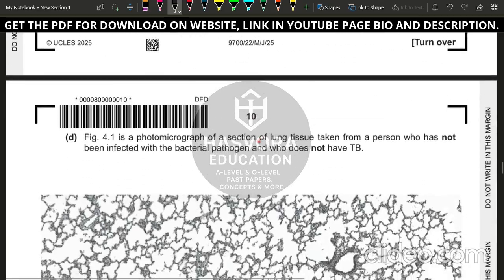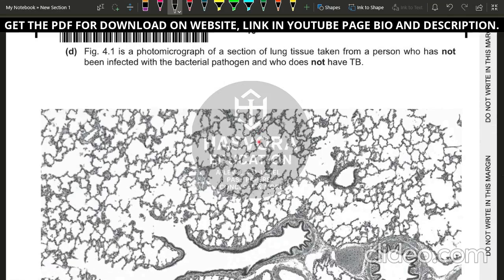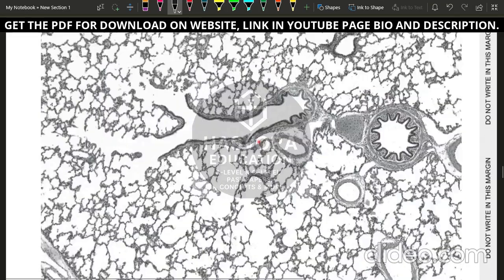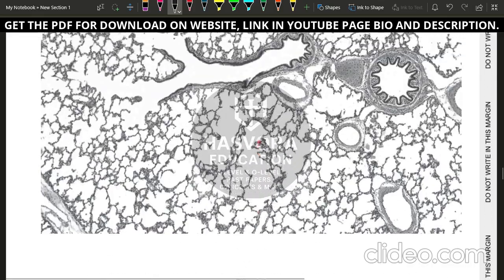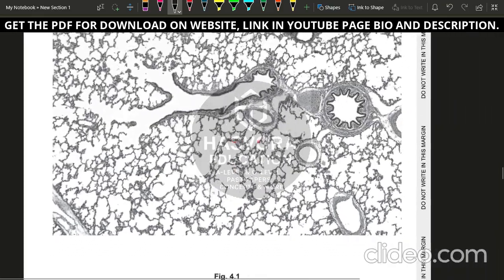Let's move on. So D part says, figure 4.1 is a photomicrograph of a section of lung tissue taken from a person who has not been infected with the bacterial pathogen and who does not have TB. Okay, so a blood vessel and some structures of the gas exchange system are visible in figure 4.1. So on figure 4.1, use label lines to label a bronchus, a bronchiole, and a blood vessel. So first of all, let's just zoom out a little bit.